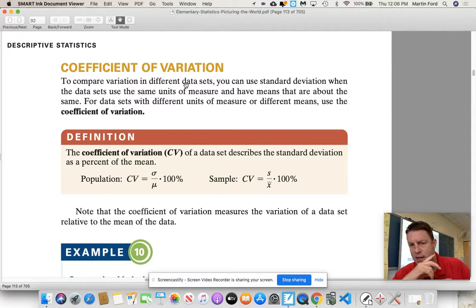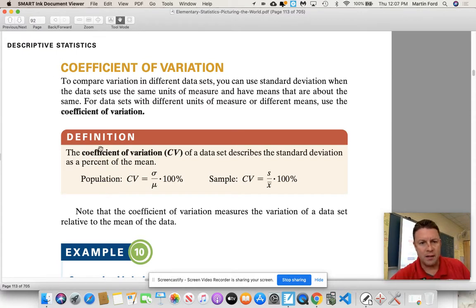So for instance, if I'm looking at the height and weight of a certain sample or a certain population, I can figure out which varies more between the height and the weight. Before the coefficient of variation, that would be difficult because the weight is in pounds and the height would be in inches. So they have different units, okay? But if we look at the coefficient of variation, you can tell which has a higher percentage of variability, okay?